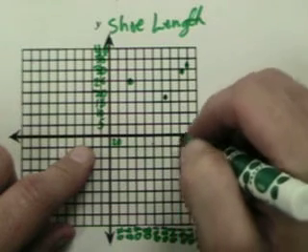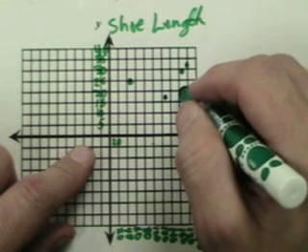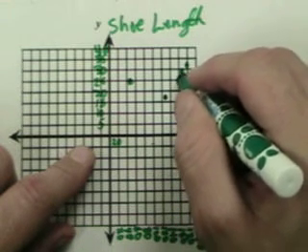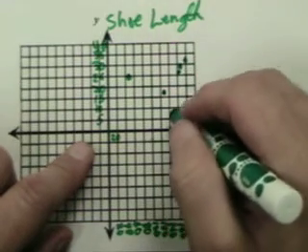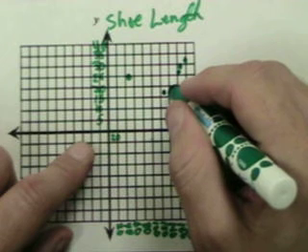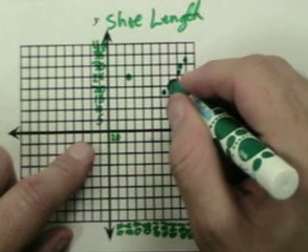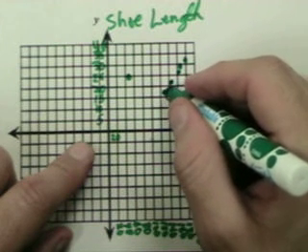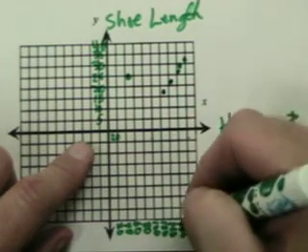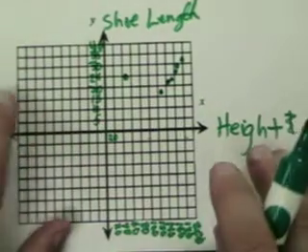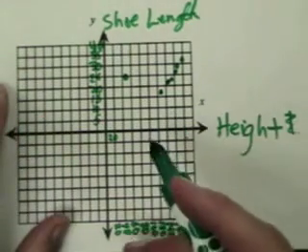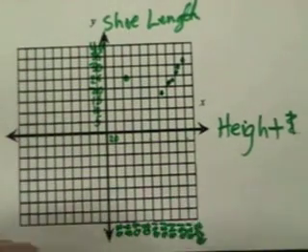166 and 27. 142 and 21. And 151 and 22, so right about there. So that data actually looks pretty strongly correlated, and we'll finish this in the next video.